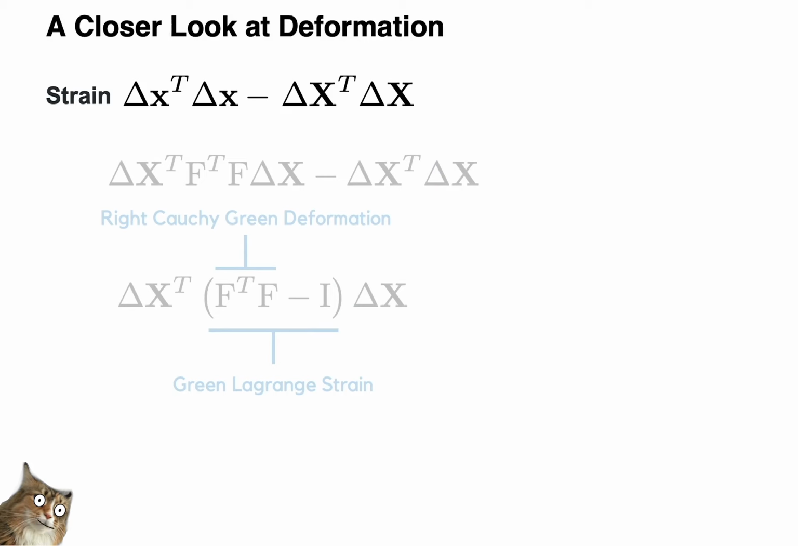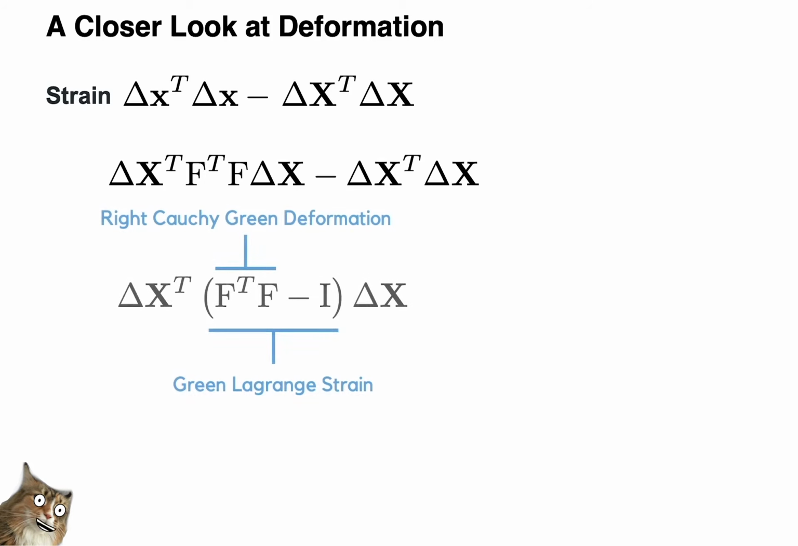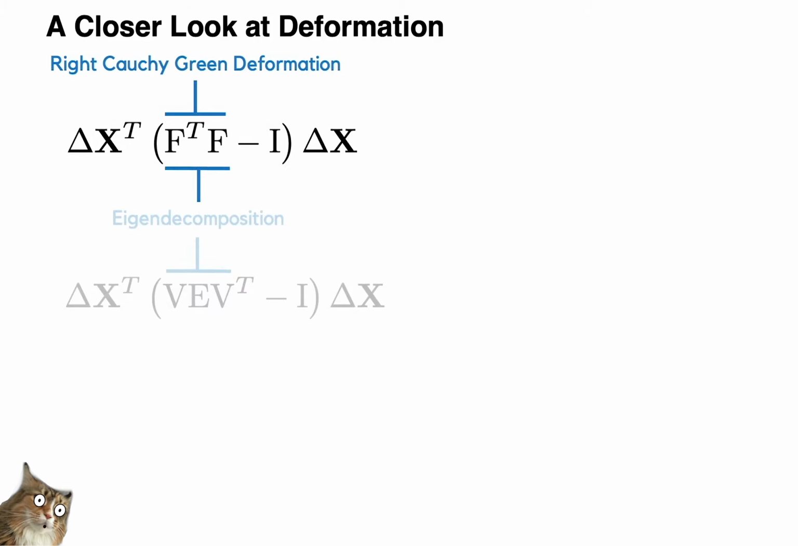In previous videos, we used the difference in reference and deformed squared lengths to characterize the amount of strain an object was under, and we showed that this could be expressed using the deformation gradient. In particular, we developed a specific strain measure, the Green-Lagrange strain, which measured deformation using the right Cauchy-Green deformation tensor. Let's take a closer look at this deformation tensor.